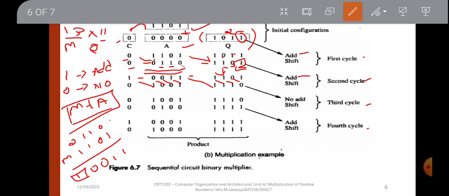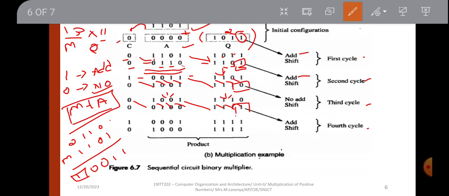In the third cycle we again will be checking the last bit. Since the last bit is 0, we will be performing no add operation, so the same value will be written down. Since there is no addition, the Q will be the same and the accumulator value has not changed. We are performing the shift for the second step, shifting everything by 1 bit, and then we are going for the fourth cycle.